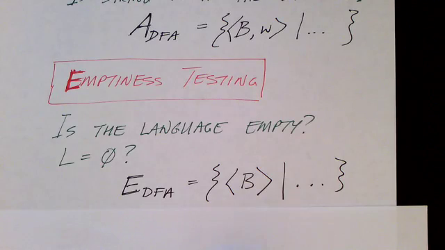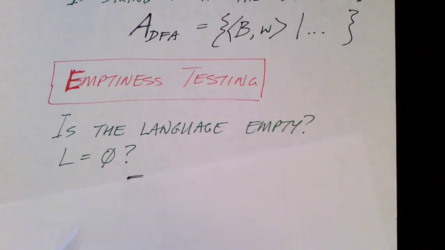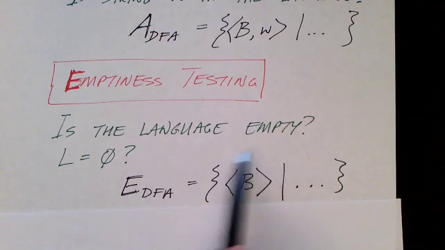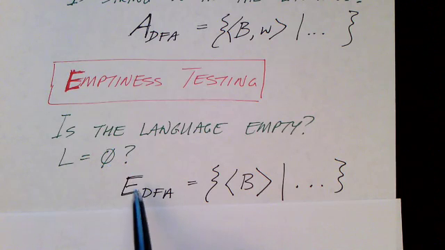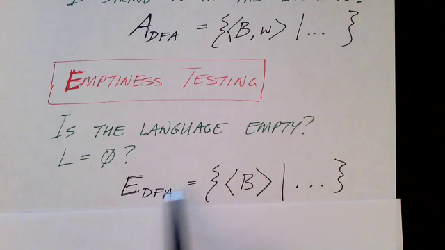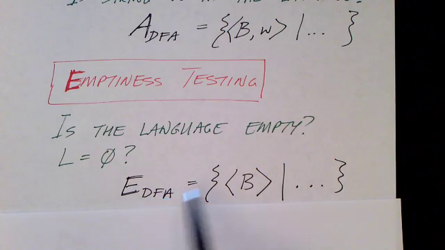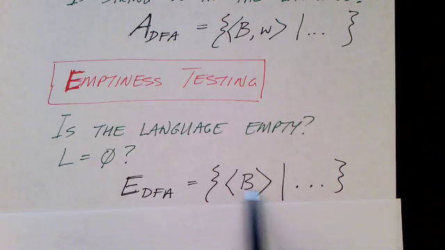We can also ask about the emptiness of a language. So we'll use E for that, and we'll use EQ for equality testing. But let's use E for emptiness testing. So the question is, is the language empty? Is it the set that contains no strings? In this case, the language we're interested in, E sub DFA, consists of those strings that represent valid deterministic finite state automata, and the question is, does that finite state machine accept any string at all?